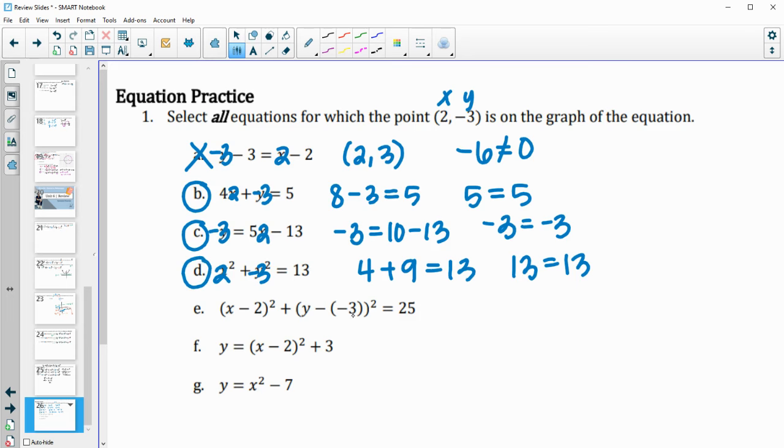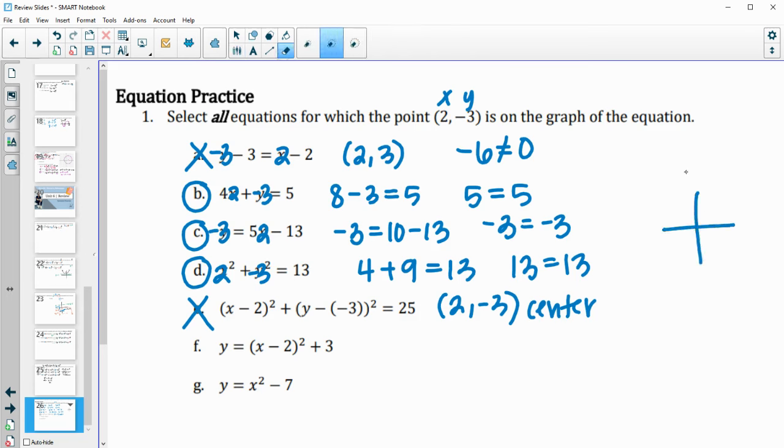Part E, we see as a circle equation, and we see that the center of this one is 2, negative 3. So the center is the point we're looking at. So that one's definitely not going to be on there because that's going to be in the center of our circle. So 2, negative 3. So this point would be the center of this circle. So definitely not going to be on it. You can also plug it in. 2 minus 2 would be 0. Negative 3 minus a negative 3 would be 0 also. So you get 0 plus 0 does not equal 25.